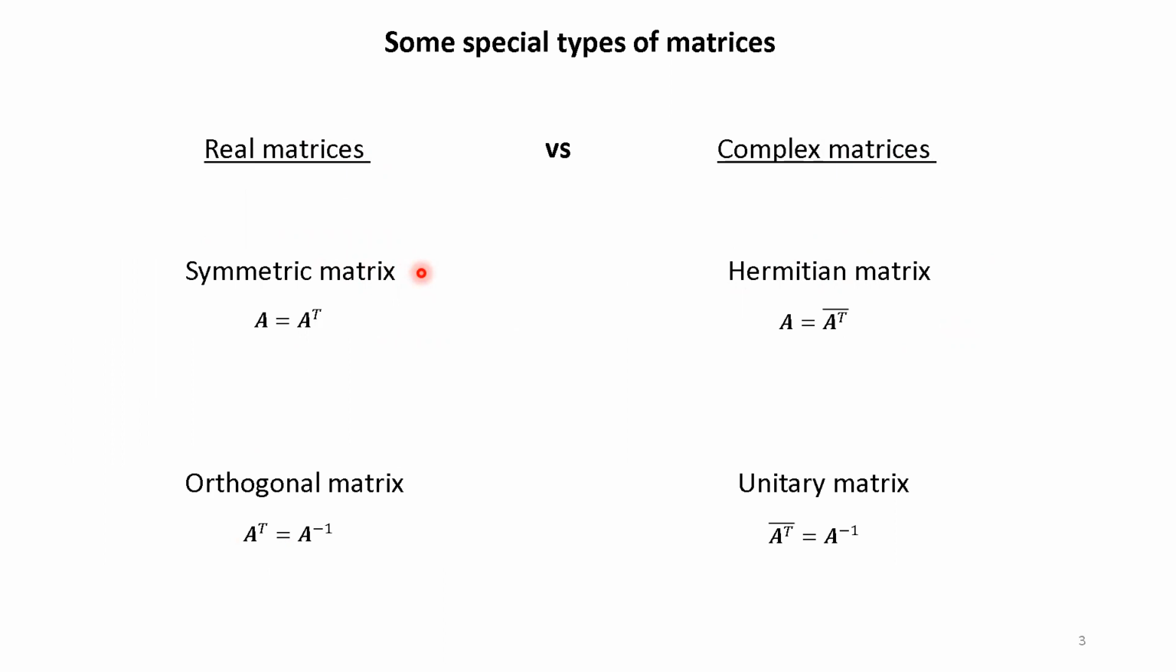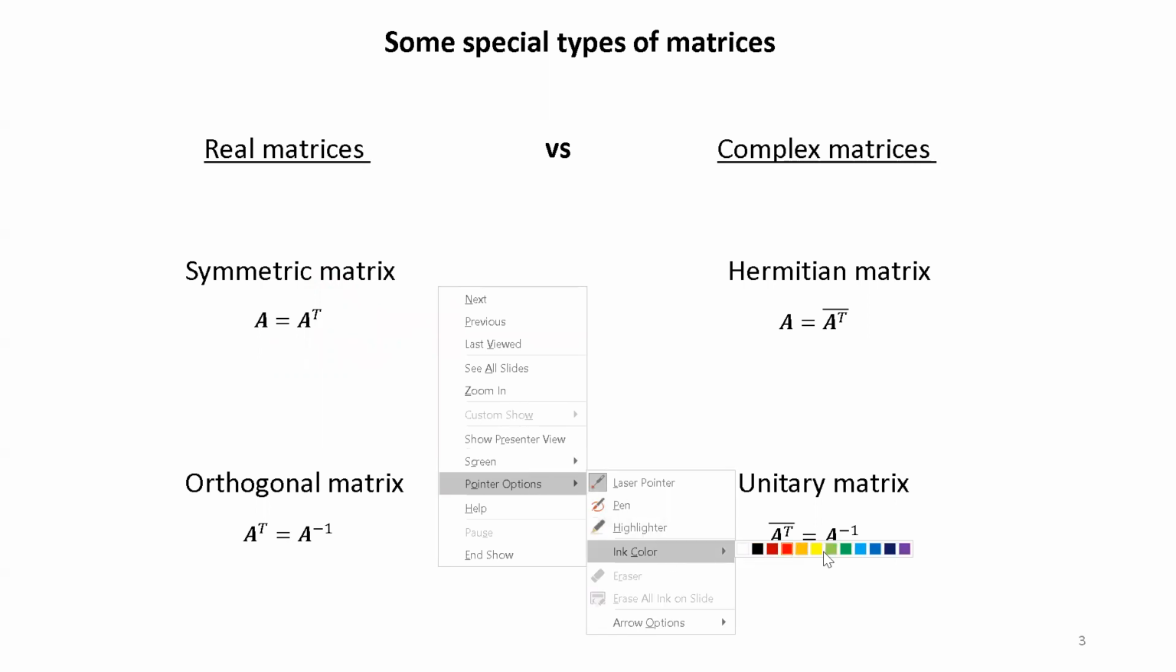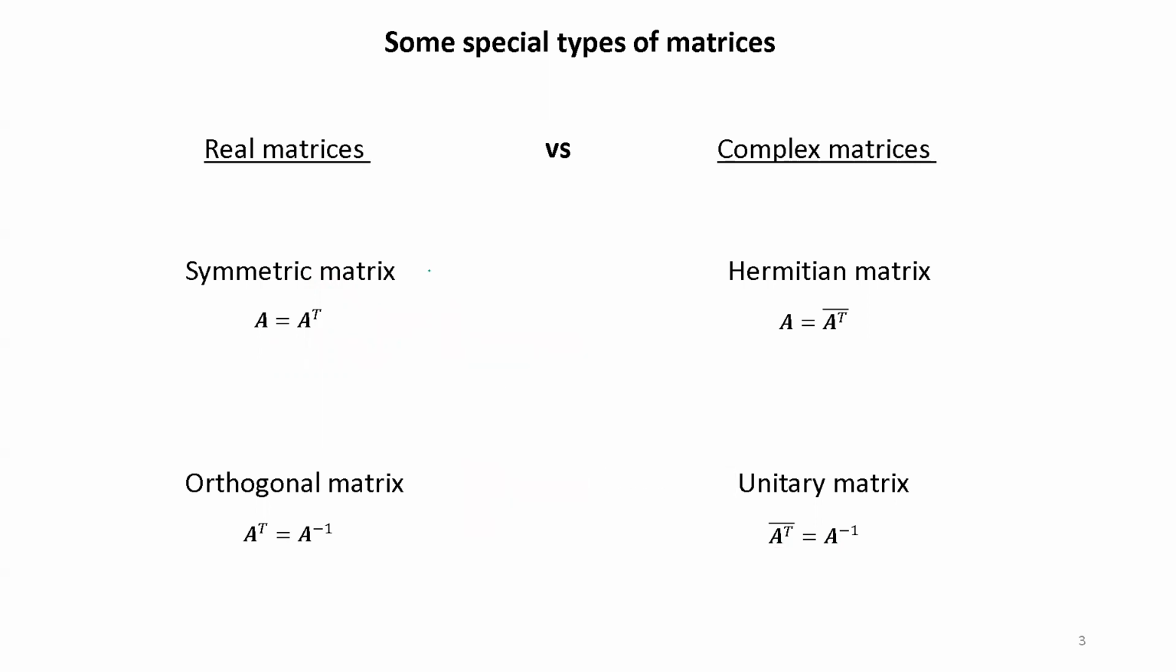A symmetric matrix is one where taking the transpose of the matrix gives the matrix itself. I can give you a simple example. If I have this matrix 1, 2, 2, 3, and you take the transpose, this column becomes the first row and this column becomes the second row. You can see that taking the transpose is the same as before taking the transpose.